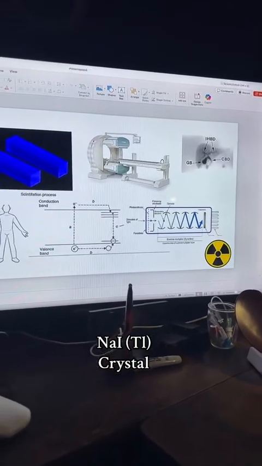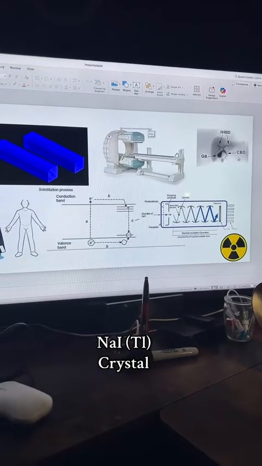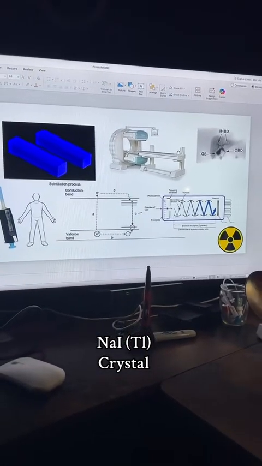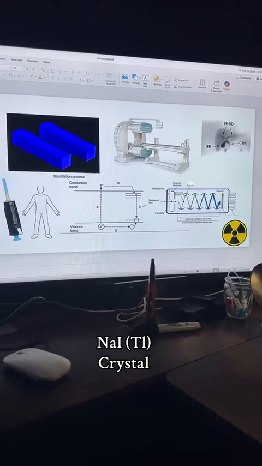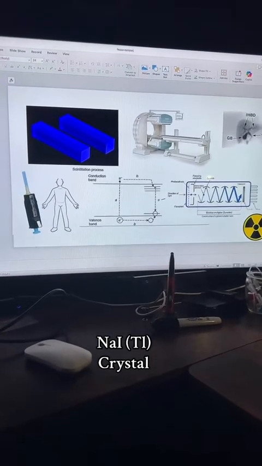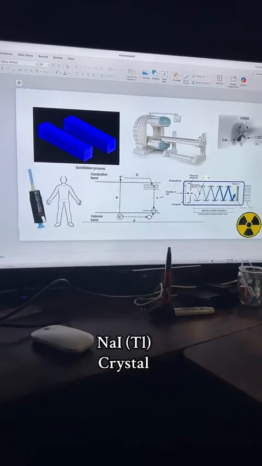I know a lot of you have questions about the exposure and turning into the Incredible Hulk, but that's just not the case. It's totally safe. It's been used for at least 80, 90 years in the field of medicine.